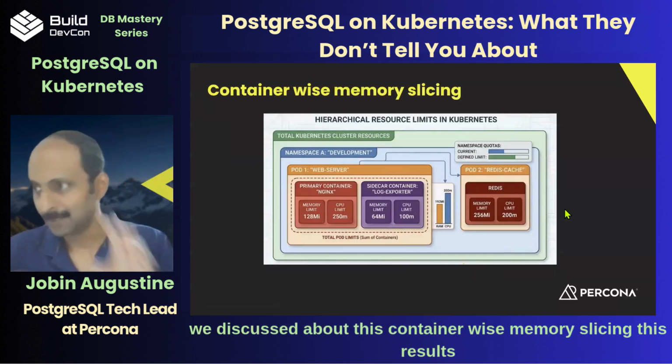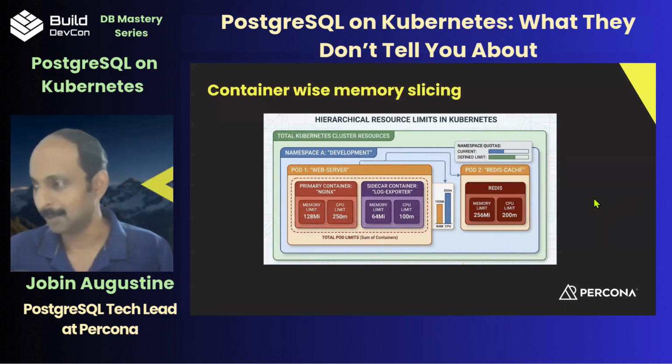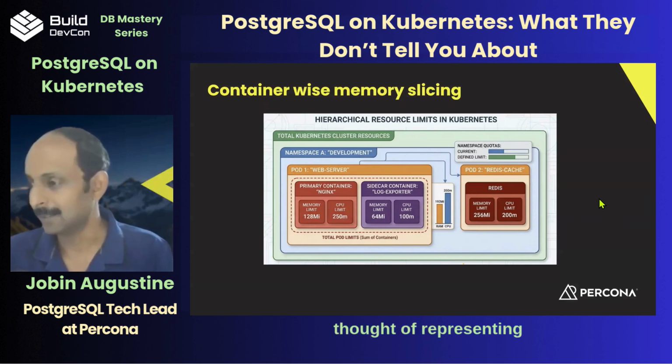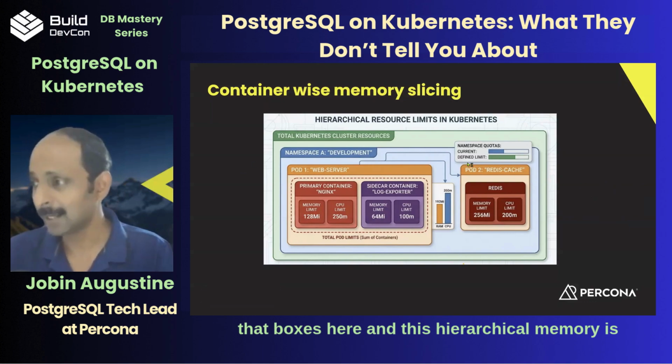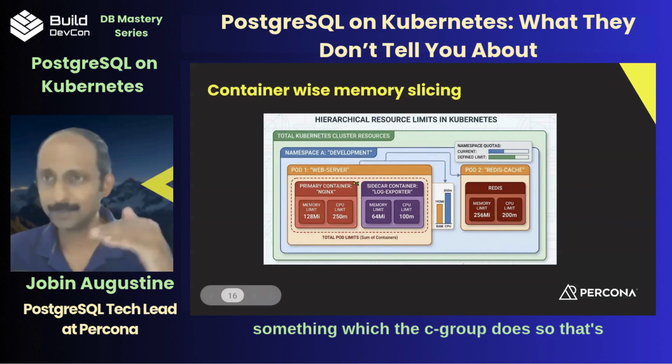And we discussed this container-wise memory slicing. This resulted in a lot of outage cases, so I thought of representing those boxes here. And this hierarchical memory is something which cgroups do.